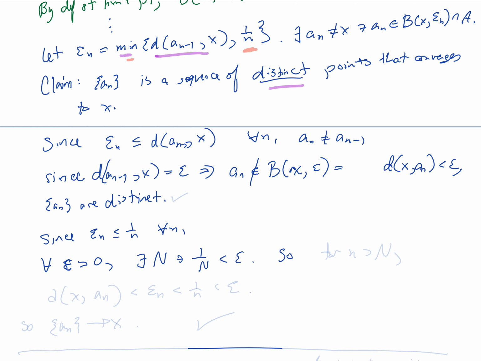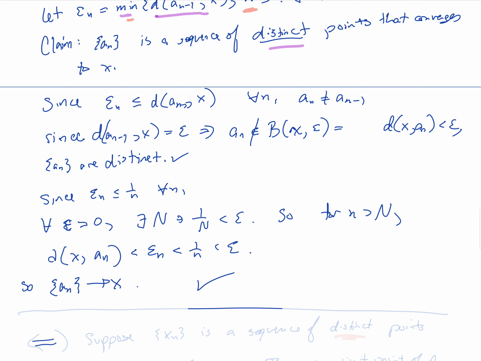And so for n greater than N, the distance between x and a_n is less than epsilon_n, which is less than or equal to 1/n, which is less than epsilon. Great. So this is a sequence of distinct points, and it converges to x. So a_n converges to x, and that is what we needed to prove: that those points were distinct and that they converge to the point x.